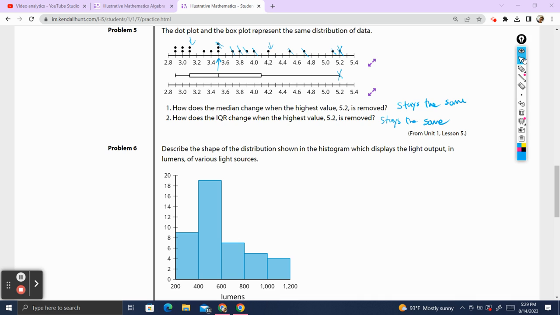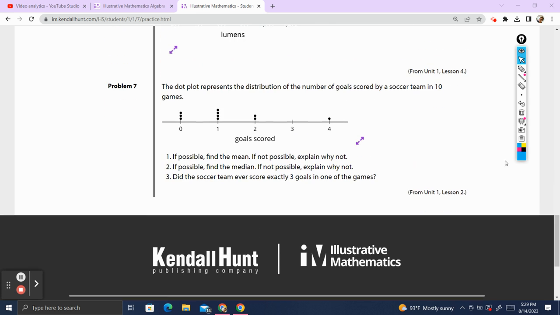Describe the shape of the distribution shown in the histogram, which displays the light output in lumens of various light sources. So as I said before, when I'm looking at distributions, I always see if there's a tail or not. It looks like there's a tiny little tail, so I'll say it is slightly skewed to the right. Why is it on the right? Because the tail is on the right. It's not a very strong tail, which is why I just wrote that it was slightly skewed. If you have any questions, pause the video here as I move on to the last problem.